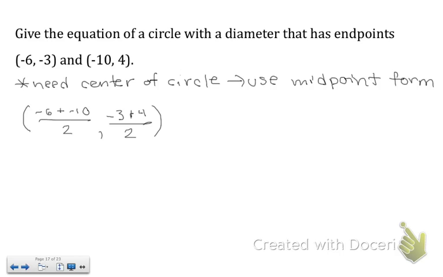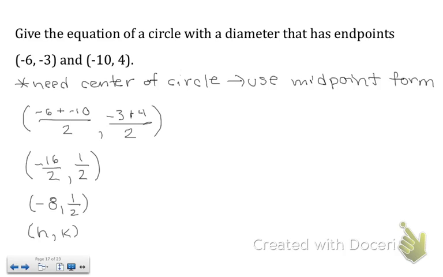That's going to leave us with -16/2 and 1/2. And now -16/2 is going to simplify to -8. So that's the center of our circle. So when we go to write the equation, your -8 is going to be your h, your 1/2 is going to be your k. Now, the other thing that we need is our radius.